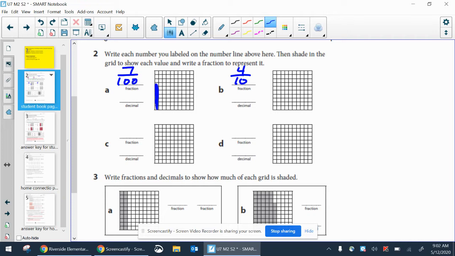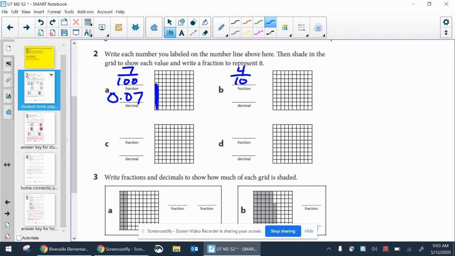As a decimal number, that would look like this: 0 and 7 hundredths. This in our decimal number is the hundredths place. This in our decimal number is the tenths place. So I would say this as 7 hundredths, and I would say this as 7 hundredths. The 0 here you could have, or you don't have to write it. Either way would be correct.